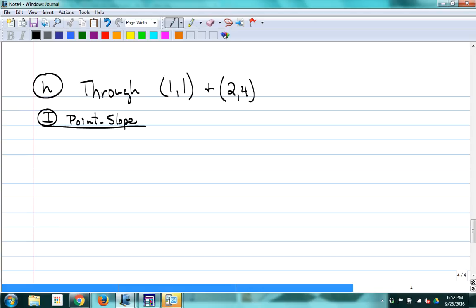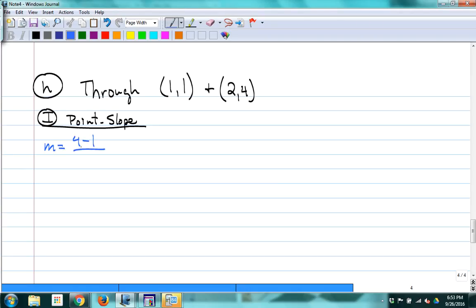Slope intercept form is the most common form that you'll use. Standard form is second most common. Point slope is, for some reason, the least common. All right, so what do we need to write the equation of this line? Slope. So let's get that first.